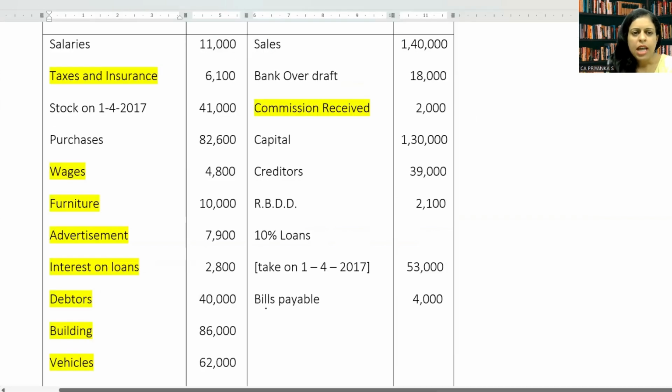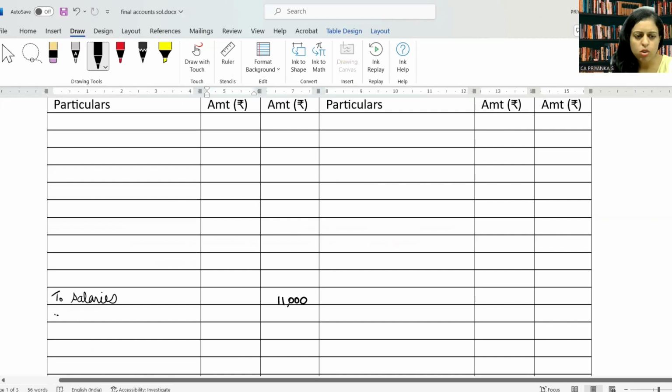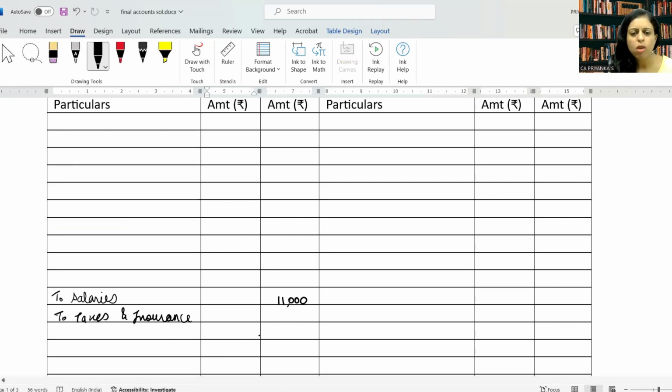Next, taxes and insurance is an indirect expense. So below salary, I will write taxes and insurance. You can see that I'm just taking the trial balance accounts and placing them either in the trading account, profit and loss account, or balance sheet.